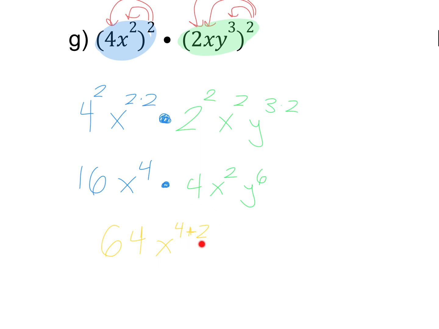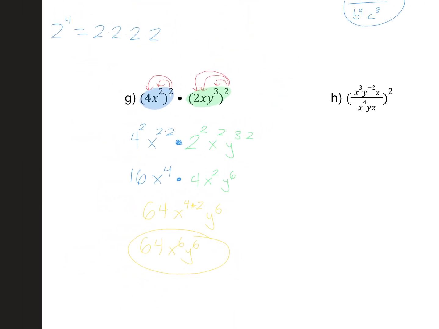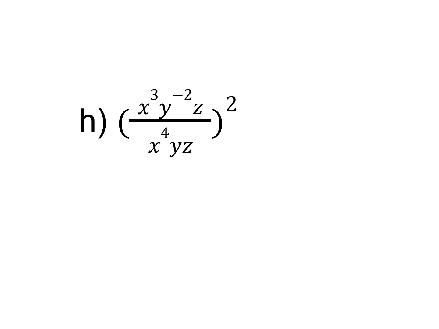Okay, I know it's a lot to remember. Refer back to your notes as much as you need to. So we have x to the 4 plus 2, and then we will have just y to the 6th, because there was no y variable in this term. So the only simplifying we need to do is the x variable. Our final answer will be 64, x to the 6th, y to the 6th. Okay, let's take a look at problem H.